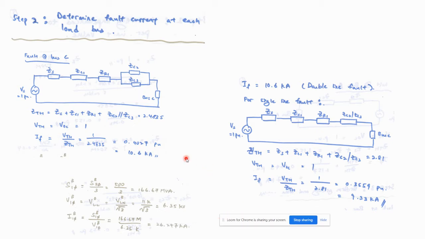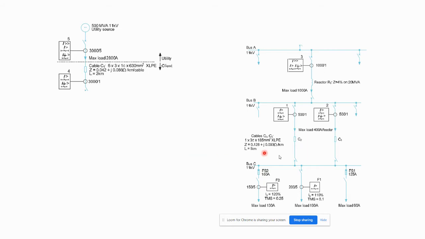Okay, so now in the second step, we want to determine the fault current at each of the load bus. So we will begin at the lowest bus, bus C. When you want to determine the fault current at bus C, one thing you have to recall is the Thevenin theorem, because the fault at bus C is modeled as an impedance, right?